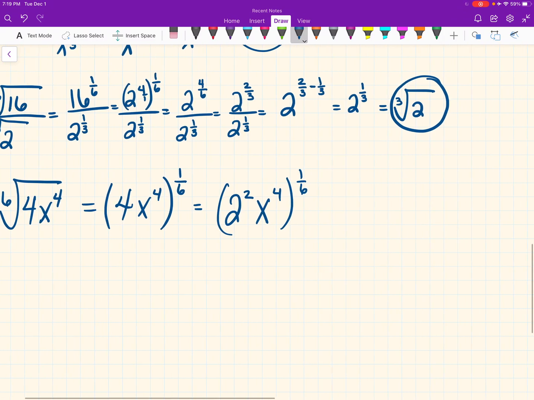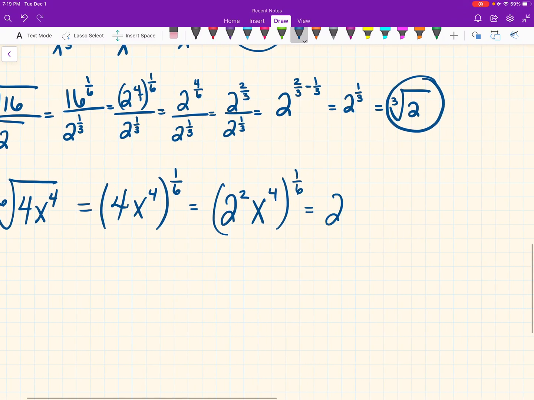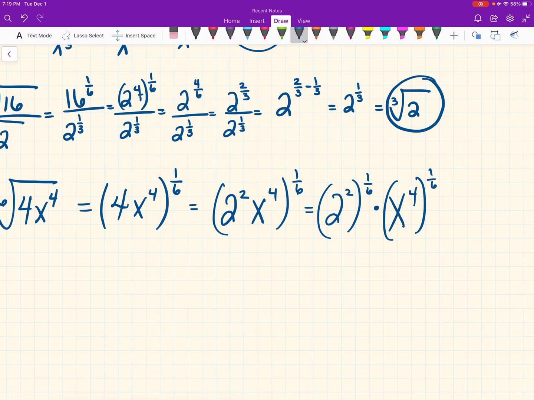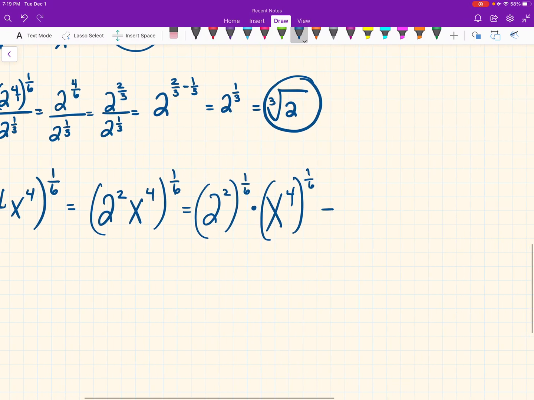Now I can do powers to a power, so really this is 2 squared to the 1/6 times x to the 4th to the 1/6, because it's the whole thing raised to the 1/6. Okay? Now what happens? Well, 2 squared is really 2 over 1. Power to a power we multiply, so that's going to be 2 to the 2/6. And the x is going to be x to the 4/6. Now you have to simplify if it can be simplified.